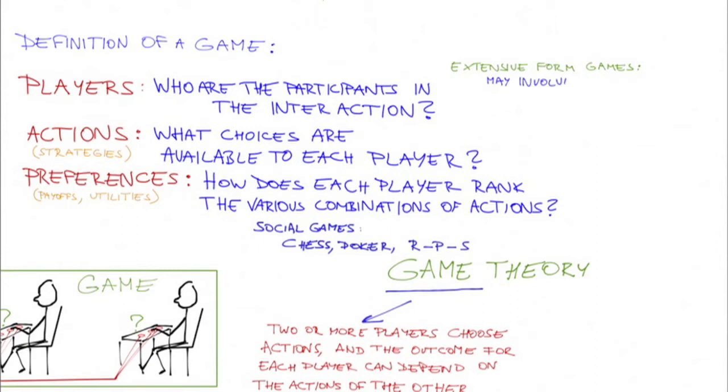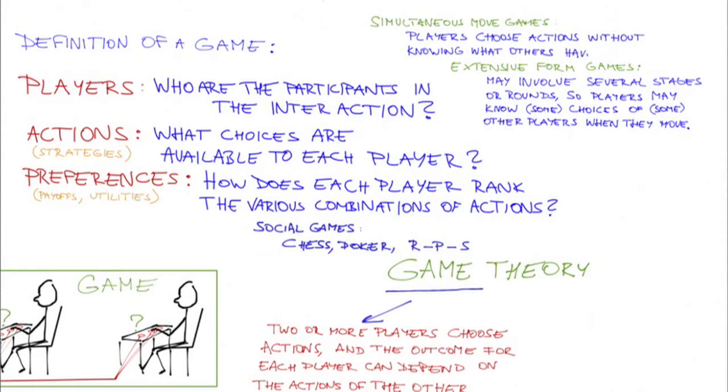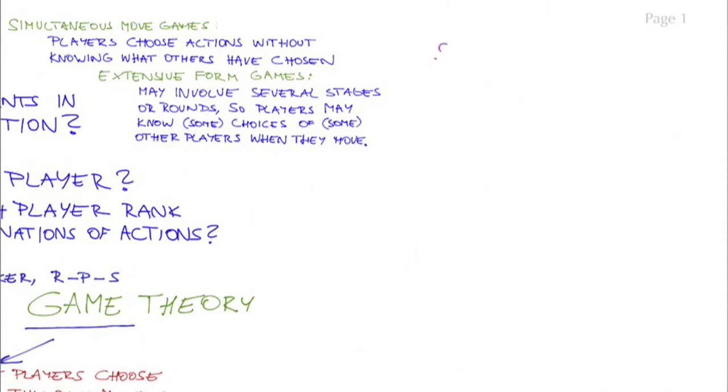When a game involves multiple stages or rounds, we also need to describe the timing of those stages, that is, who moves when. Games that have a temporal aspect are called extensive form games. For now, let's consider games that don't involve time. Such games are called simultaneous move games because players choose their actions without knowing anything about other players' choices.